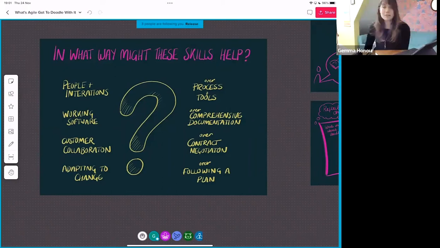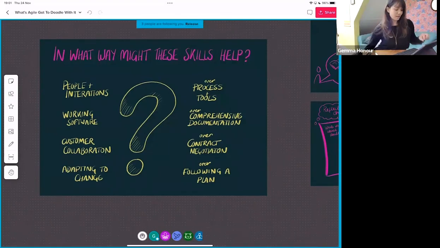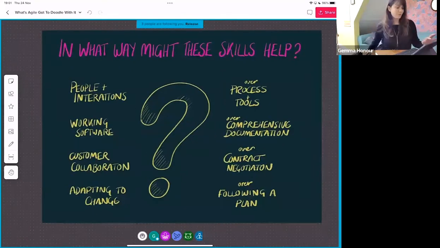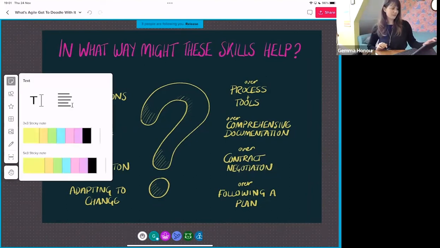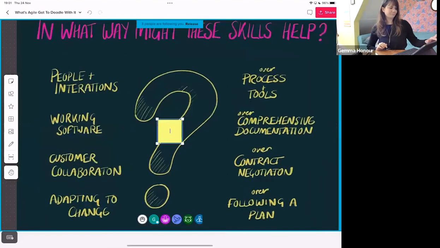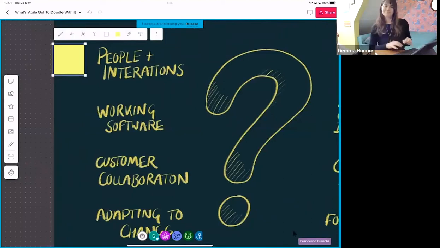And again, do put it in the chat, or if you are on Mural, just put your post-it notes next to, say, people and interactions, if you think this skill might help with that. Just put your post-it note down in that area. But if not, pop them into the chat.